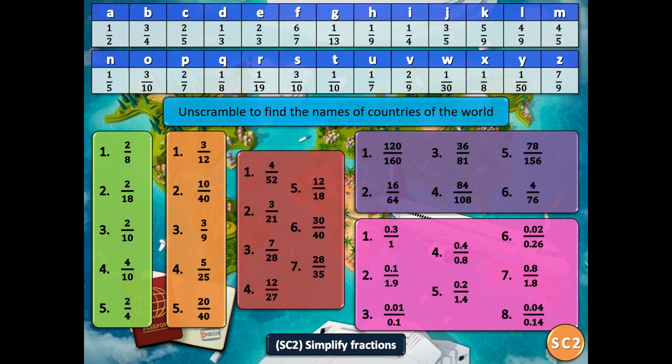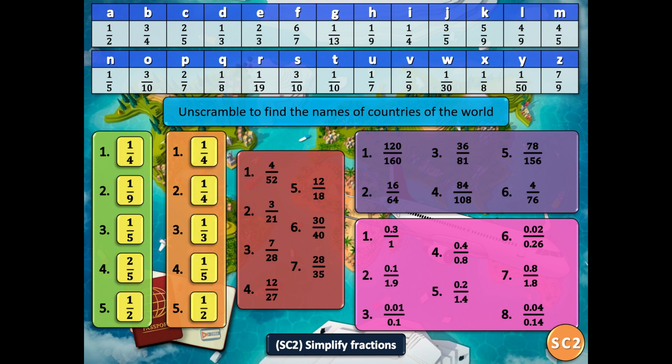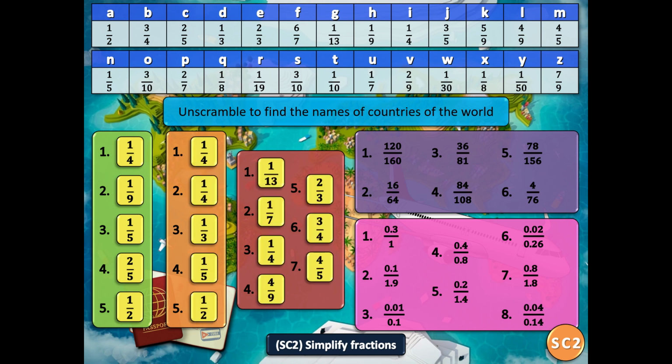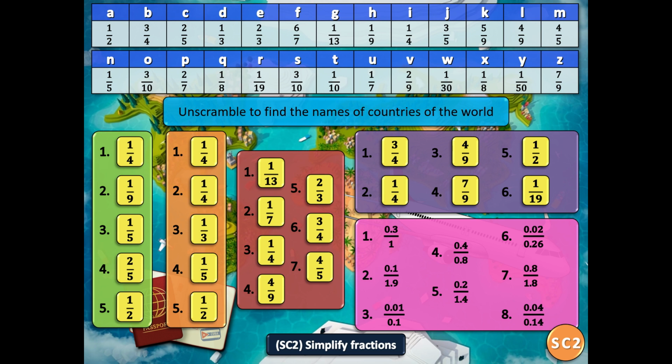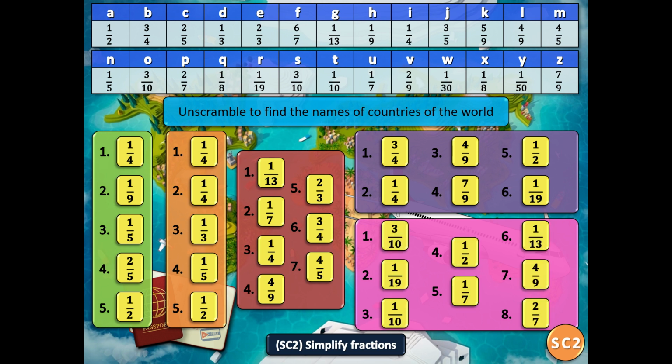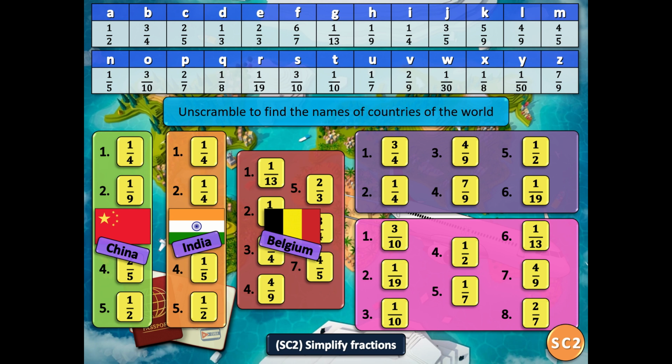Here's some questions for you to have a go at. Pause the video, and when you're ready to mark your work, press play. Here are your answers. So you've got your green answers, your amber answers, your red answers, your purple answers, and your pink answers. So the greens made China, the ambers made India, the reds made Belgium, the purples made Brazil, and the pinks made Portugal.